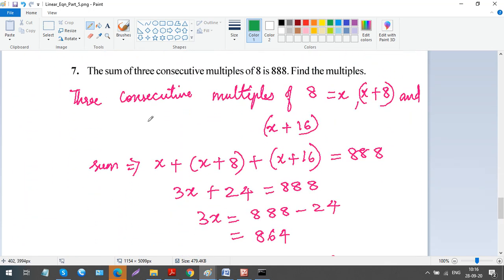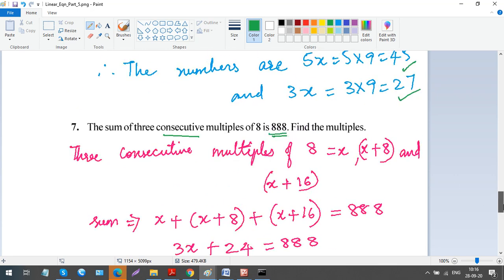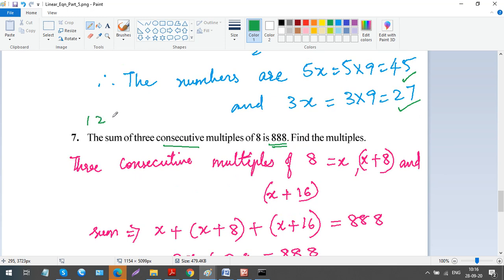So here it says the sum of 3 consecutive multiples of 8 is 888. So first you should know what is consecutive number. Consecutive number means the regular next to next numbers. Okay. Now if I say numbers 1, 2, 3, 4, so 1 and 2 are consecutive numbers. 2 and 3 are consecutive numbers. 3 and 4 are consecutive numbers. If I say 5, 6, 7, and if I say write 4 consecutive numbers, I can take any 4. I can take these 4 or these 4, anything. Okay. So these are normal natural numbers.